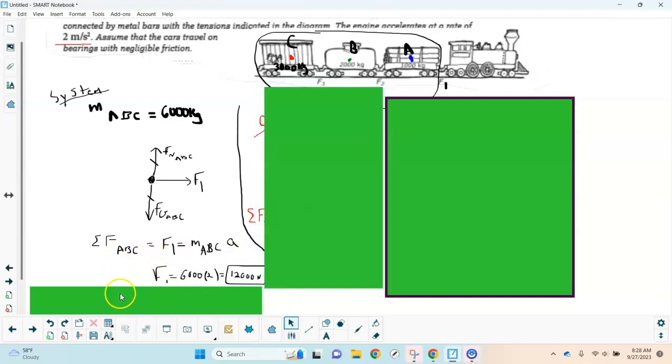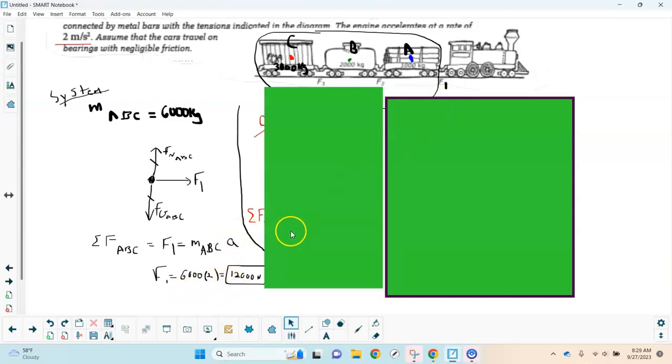the sum of the forces on ABC, which is just equal to F1, and that's equal to the mass of all the cars together times the acceleration. So the mass of the total, all the cars, is 6,000 times 2, so that's going to be 12,000 newtons. So 12,000 newtons is what F1 is. So we figured out F1.